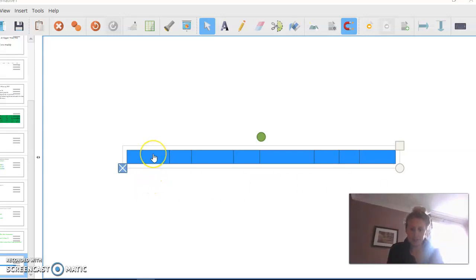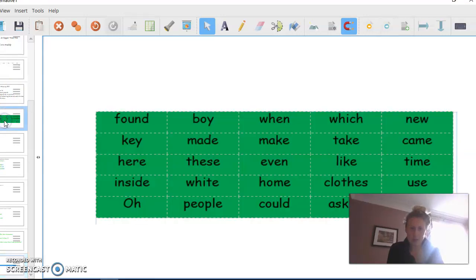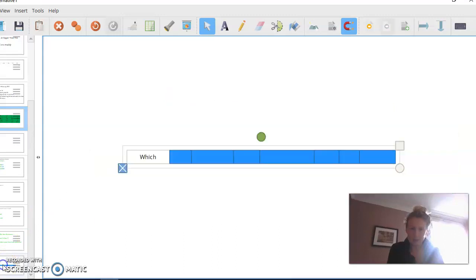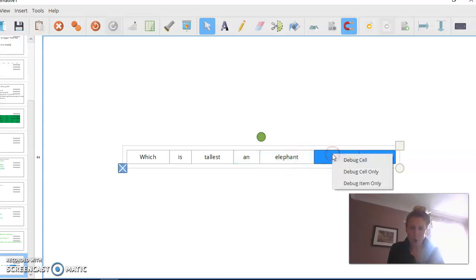Right, let's have a go. Which. So which was in our high frequency words here that we went through this morning. Which, this one here, okay? Which is tallest? I hope you remembered that one there, tallest. An elephant or a.